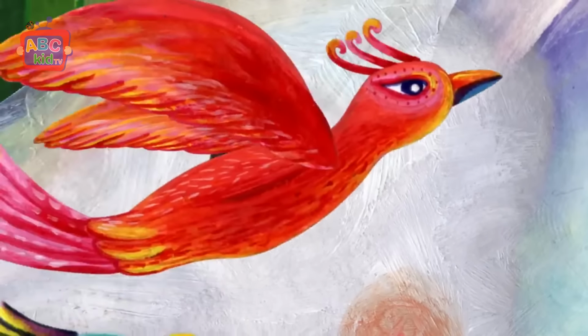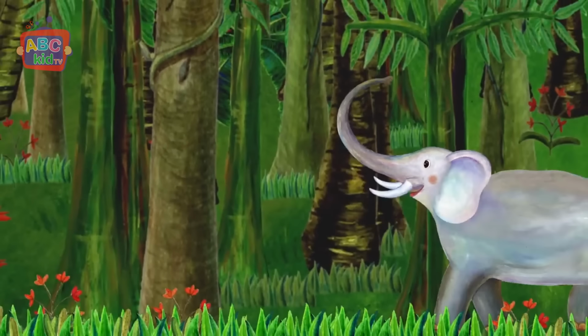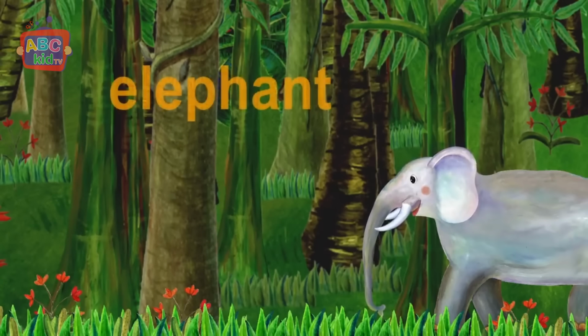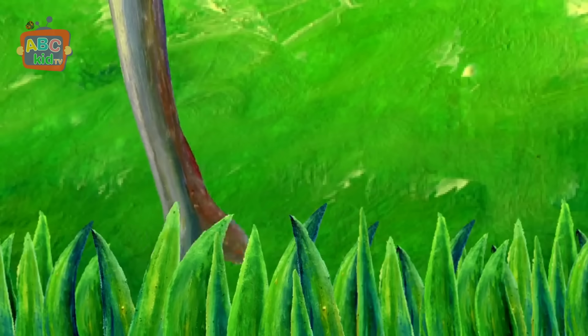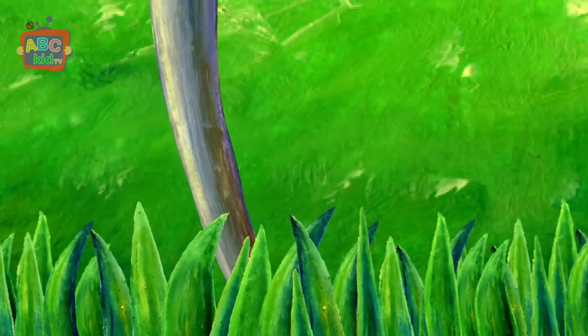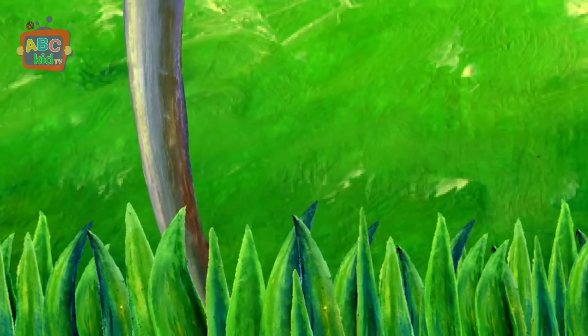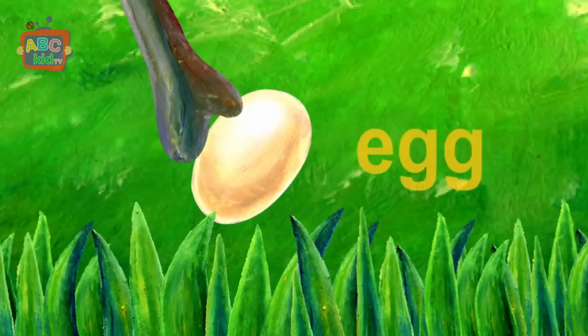When you put them together, it's an elephant. Elephant starts with E. The elephant is looking for something. What does he find? It's an egg. Egg starts with E.